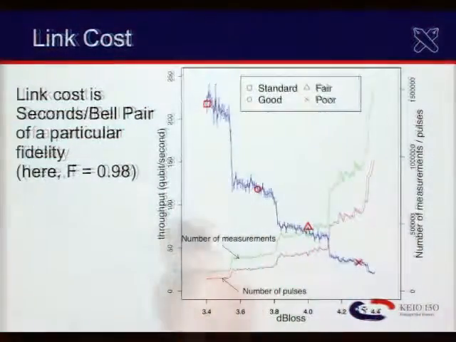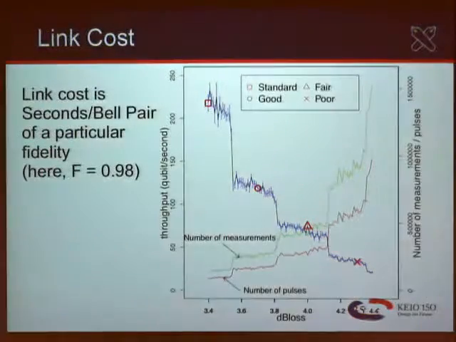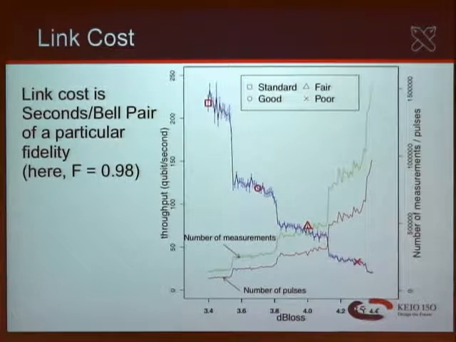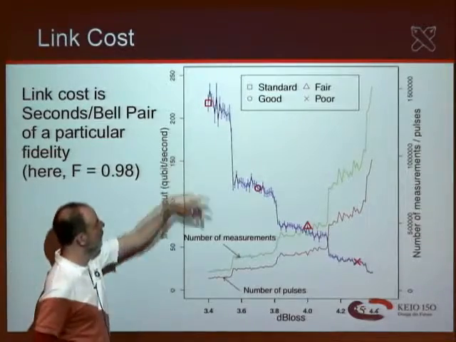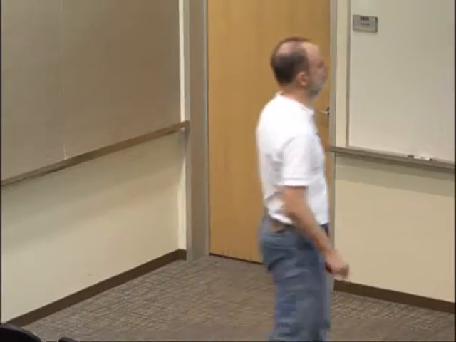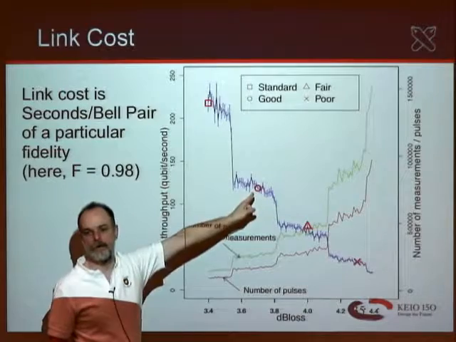Okay? So let's look at the link cost. These are a set of simulations. This was of Q-bus interconnections over, I think these were over 10 kilometers, but with some additional loss thrown in. So the x-axis here is dB loss in your channel from one end to the other. And the vertical axis here is then throughput of bell pairs purified to a particular fidelity. So in this case, all of these bell pairs have been purified to a fidelity of 0.98. And once that's done, then they're delivered and they're counted as part of our throughput here.